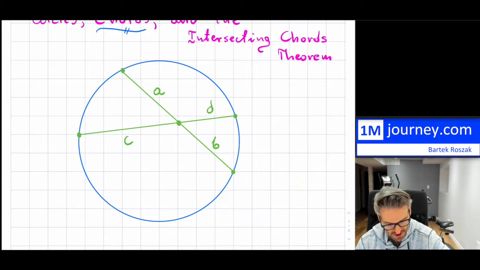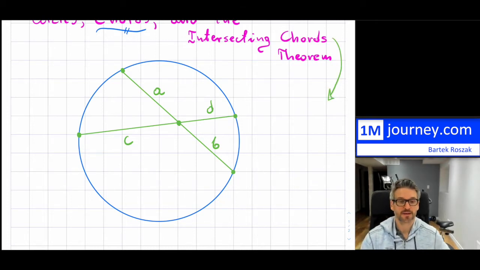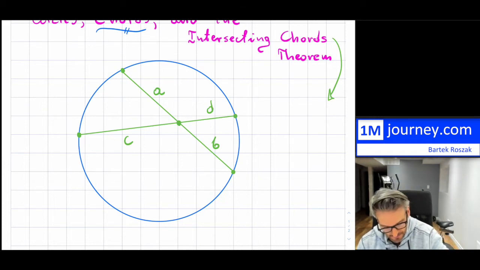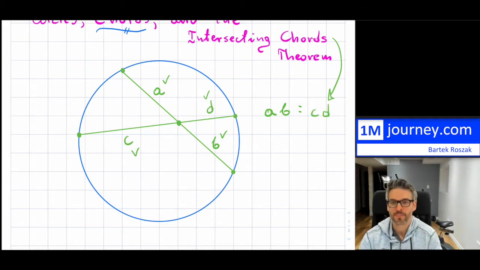What this intersecting chords theorem states, and it's pretty neat that we can use that, is that the multiplication of the line segments of the chord, so for example, this A multiplied by this B right here, is equal to the multiplication of the other 2 line segments which create the chord. So this is going to be C and this is going to be D.